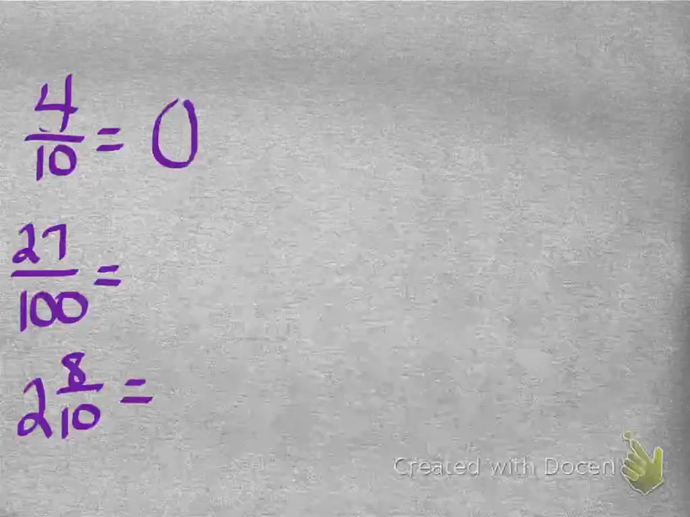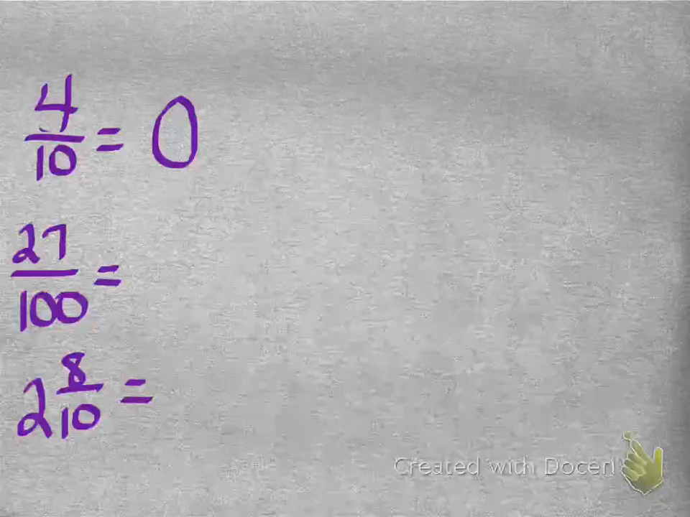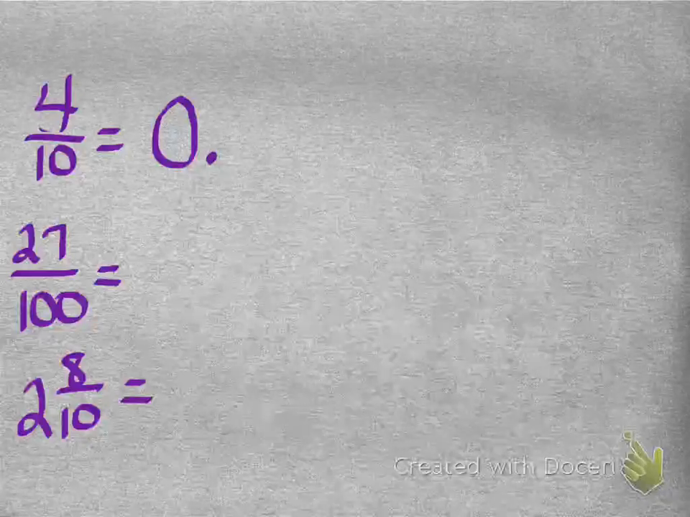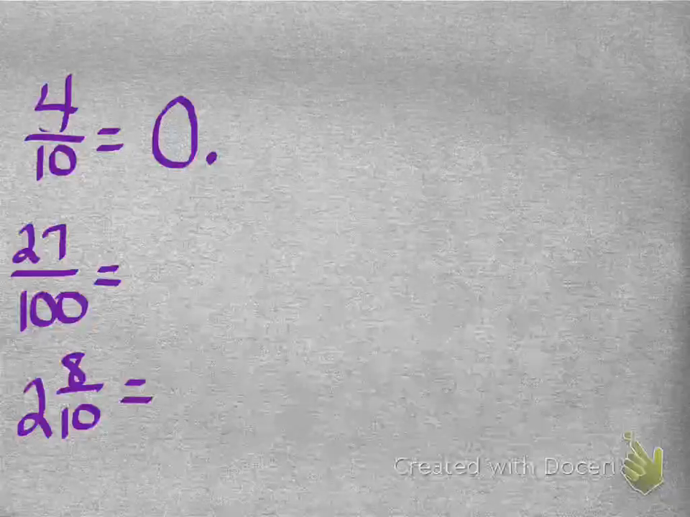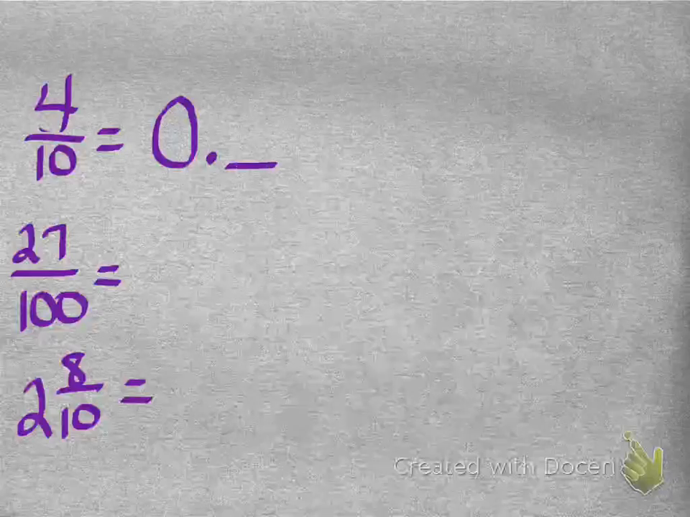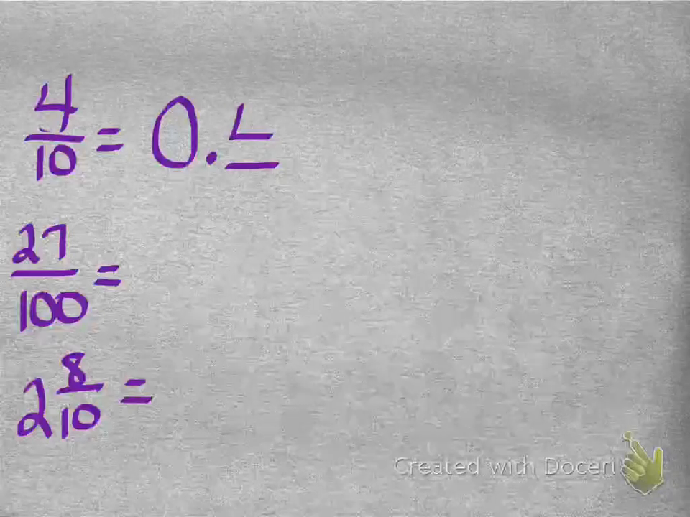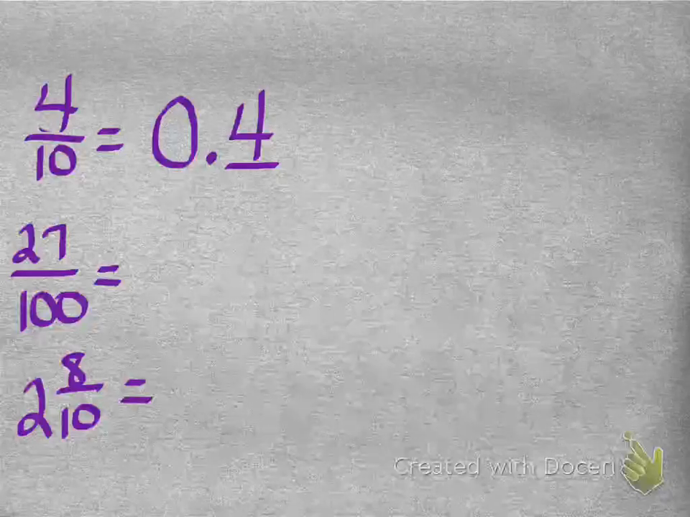So 0 is going to go in the whole number spot. I'm going to write my decimal point. And now I need to look at my fraction, 4/10. Since it's tenths, my first decimal place is the 10th spot. So that means the 4 would go here.